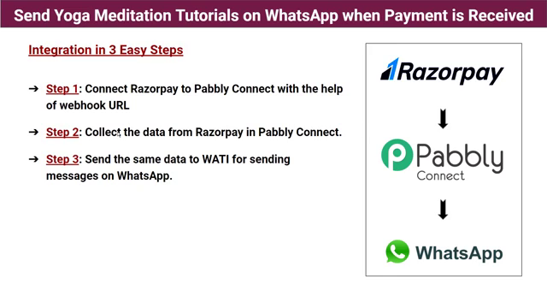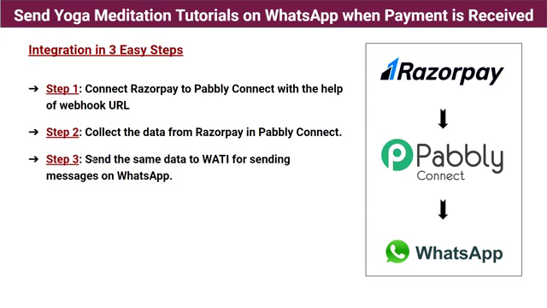Now in the second step, we have to collect the data from Razer Pay into Pabbly Connect. Once the account is connected with Pabbly Connect, the data which we enter into Razer Pay will get automatically captured here in Pabbly Connect. For example, if a customer makes a payment from my payment page, the details of that customer will get captured automatically here in Pabbly Connect.